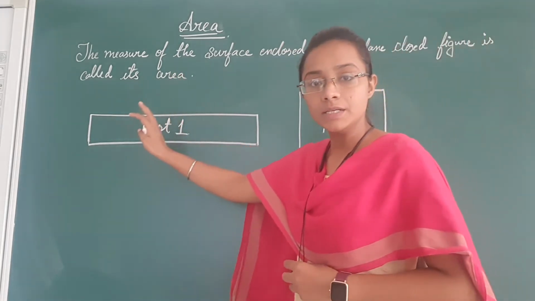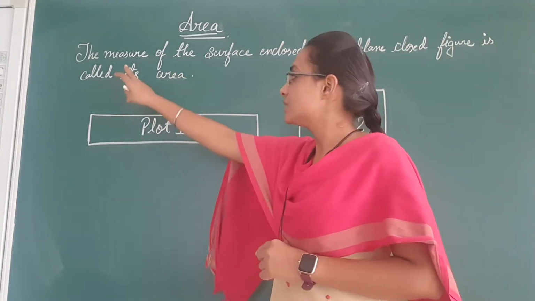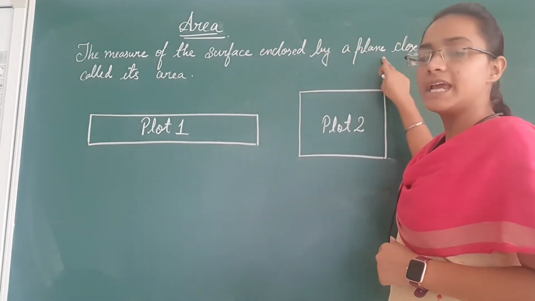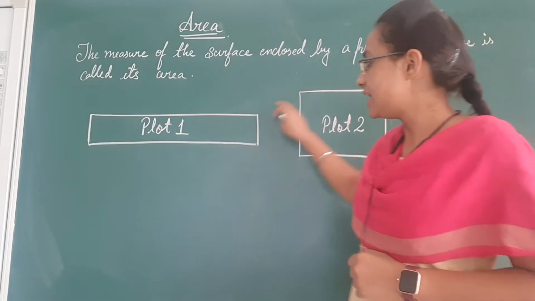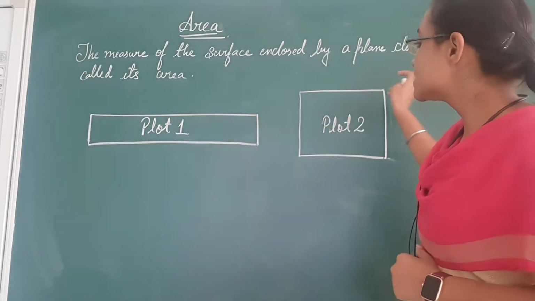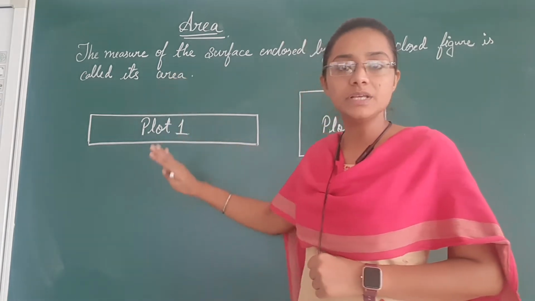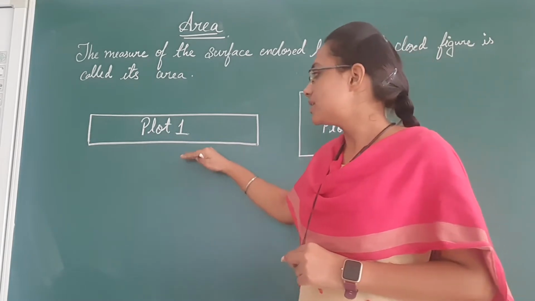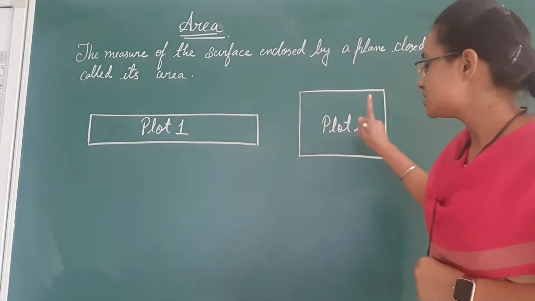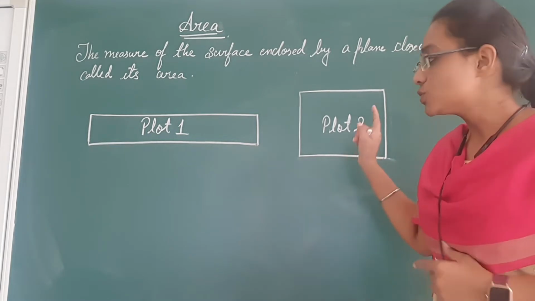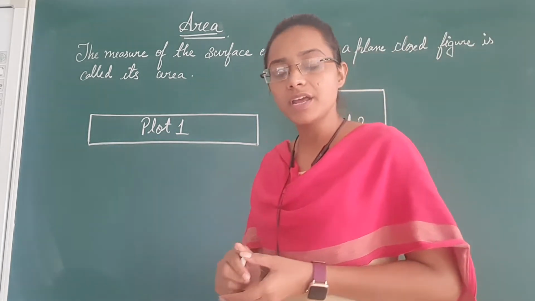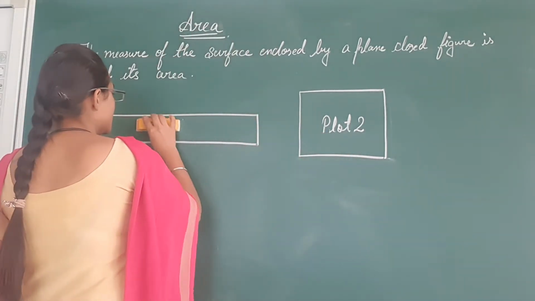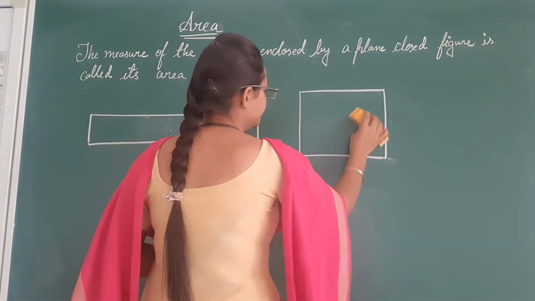So here, area means what? The measure of the surface enclosed by a plane closed figure is called its area. That means farmer Ramdeen wants to know the area of plot 1 and the area of plot 2. To find this out, Ramdeen started putting tiles on it to measure its area.